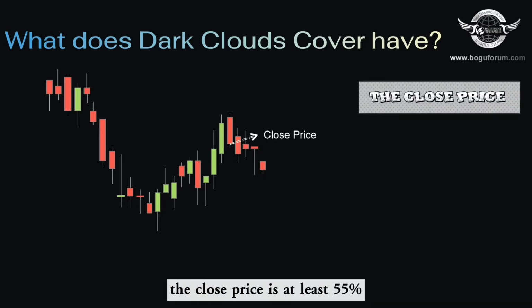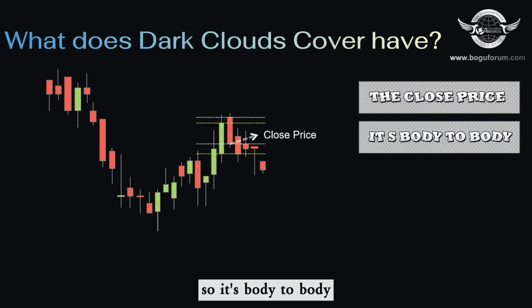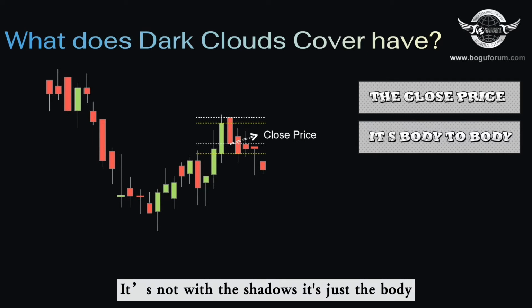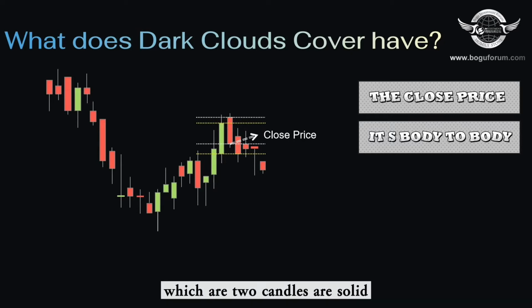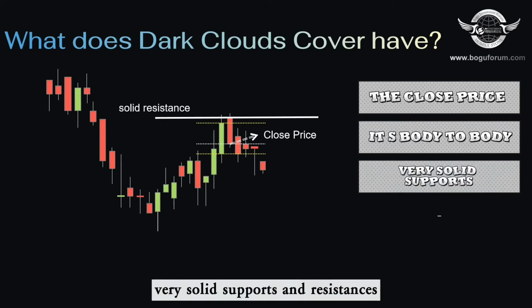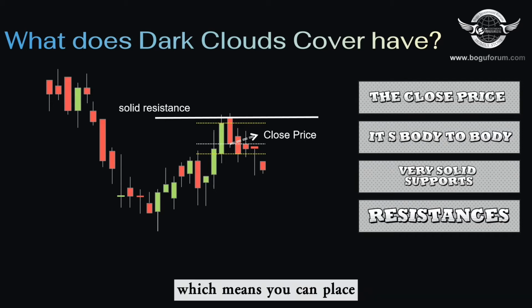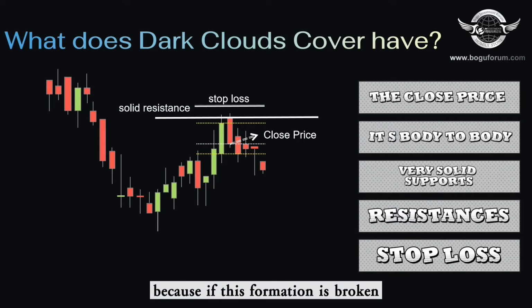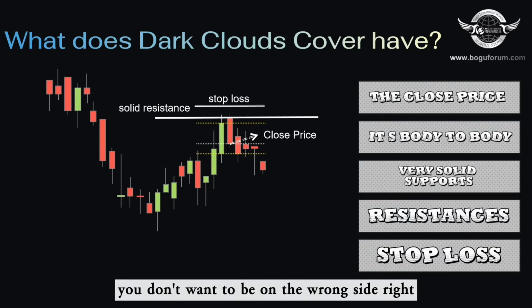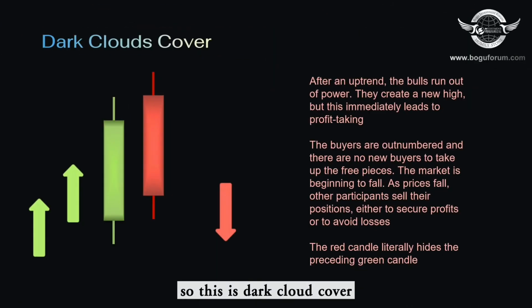The close price is at least 55% into the body. So it's body to body, not with shadows. It's just the body, and the extreme high and low of the whole formation, which are the two candles, are support and resistance. That means you need to place your stop loss over here, because if this formation is broken, you don't want to be on the wrong side, right? So this is dark cloud cover.